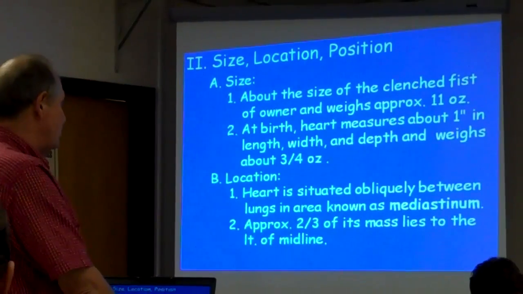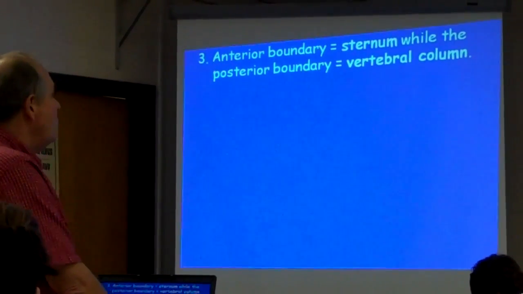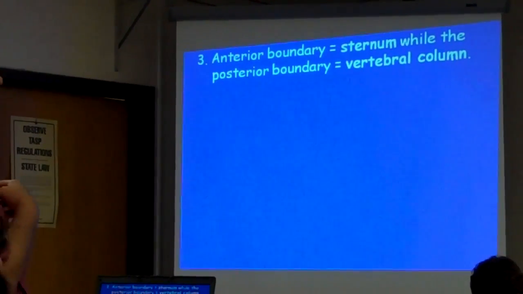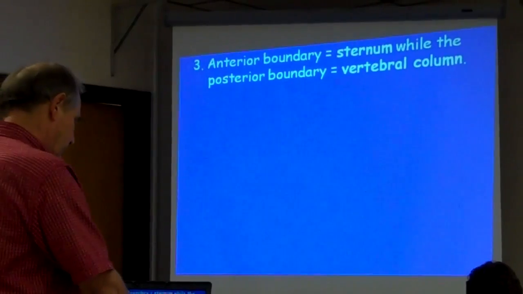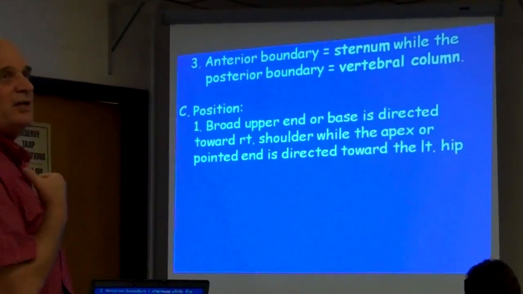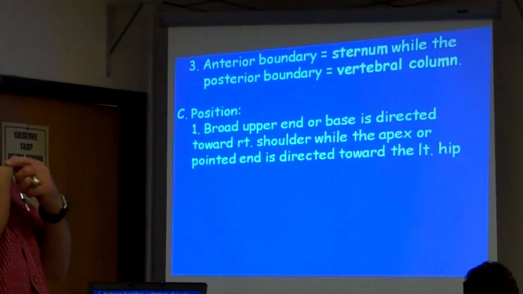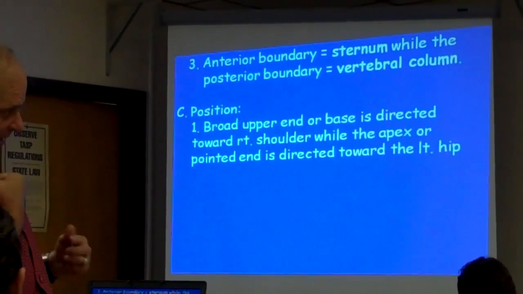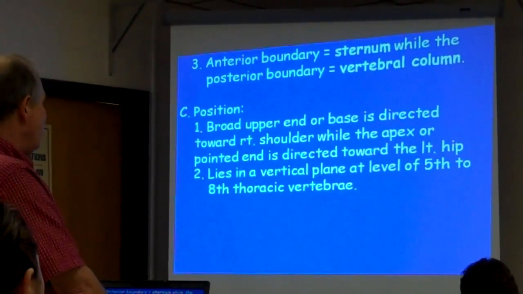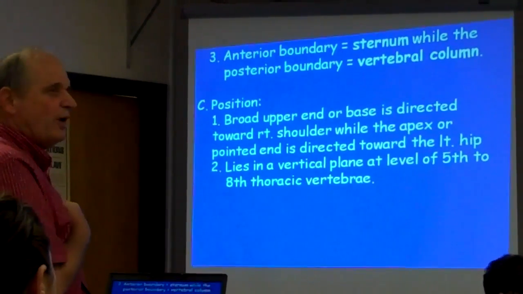I put about 2/3 of it to the left of the midline. That's no big deal there. The anterior border is the sternum, the breastbone, posterior vertebral column. Okay, and then the position, broad upper base is directed. I've already told you this. The base goes toward the right shoulder, the apex toward the left hip. We've already gone over that. No big issue with that. It lies between the 5th to the 8th thoracic vertebra.